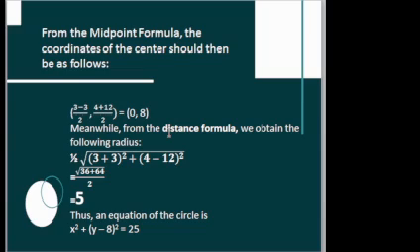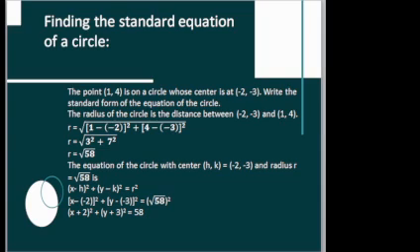Now, we have also finding the standard equation of a circle. So we have the point 1 and 4 is on a circle whose center is at negative 2 and negative 3. Write the standard form of the equation of the circle. So the given is there is a point and a center. And we are going to find the radius because the radius is one of the important ingredients in making standard equation of a circle.